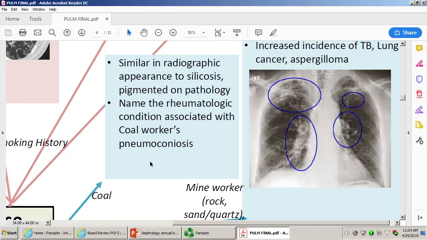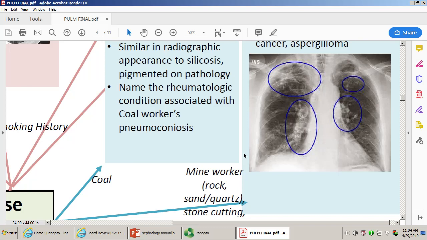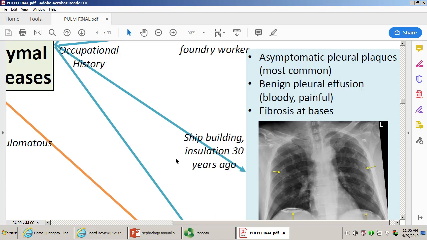Coal can have the same kind of radiographic appearance as silicosis. It's just that the pathology is different visibly on biopsy. What rheum condition is associated with coal workers' pneumoconiosis? RA, we call that Kaplan's, with the C.